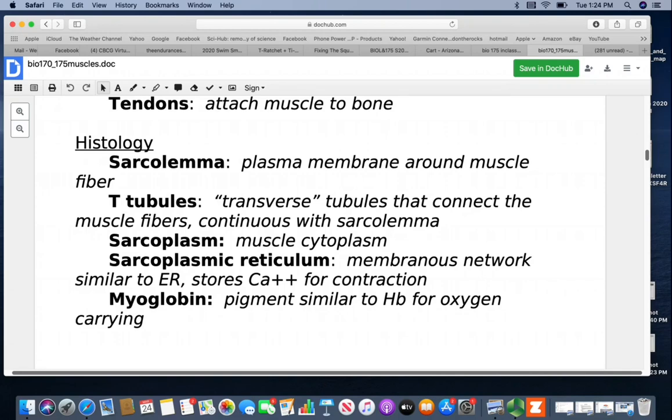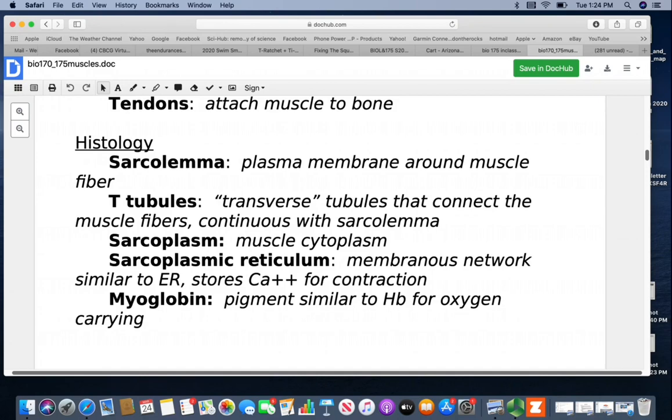The sarcoplasm is the muscle cell cytoplasm, and the sarcoplasmic reticulum is the membranous network inside, similar to the endoplasmic reticulum. In a muscle cell, this is going to store calcium that's used for muscle contraction. This calcium being used for muscle contraction is really important, and that's why you will actually break down calcium out of your bones if needed to allow the muscles to continue to contract. The body will prioritize muscle contraction because that's going to keep your heart and lungs going, which is essential to survival.